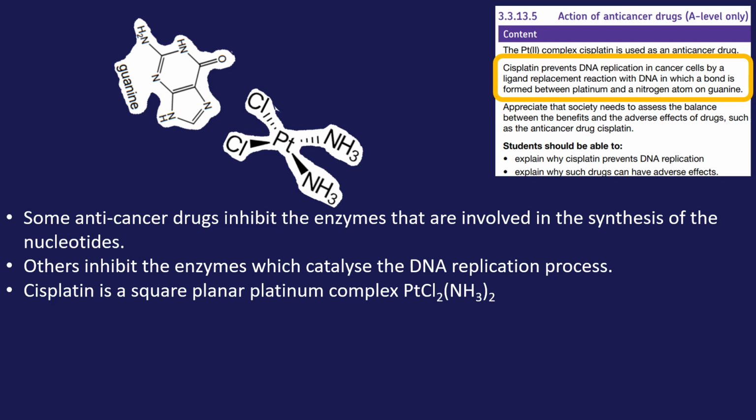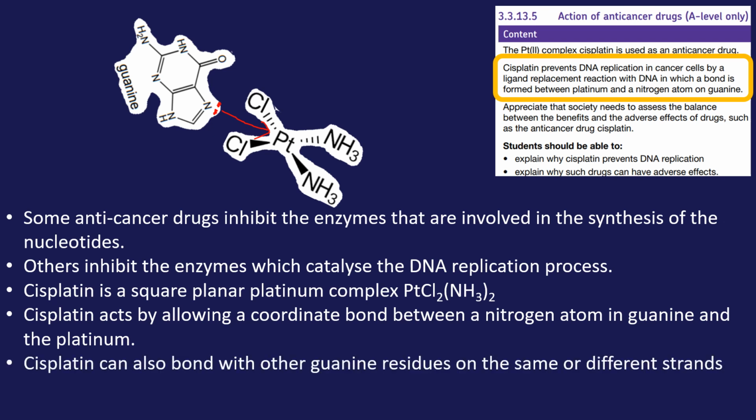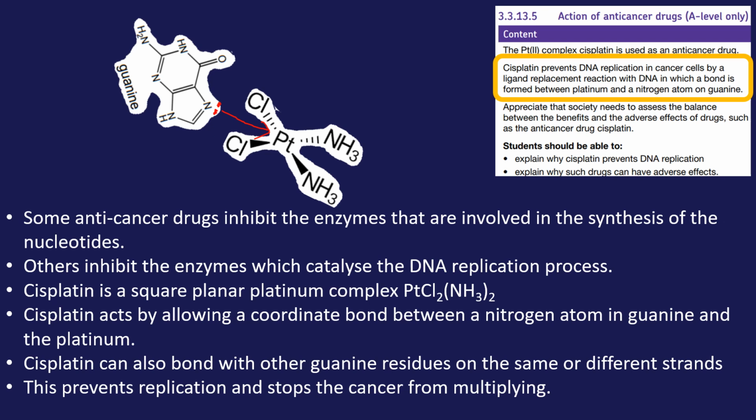So it's stereospecific. It acts by allowing a coordinate bond to form with the nitrogen atom in guanine. There's a pair of electrons on this nitrogen right here, a lone pair, and it forms a coordinate bond with the platinum. So it binds to the guanine in the DNA. It can also bond to other guanine residues on the same or different strands. That prevents the replication of the nucleotides and prevents the cancer from multiplying.